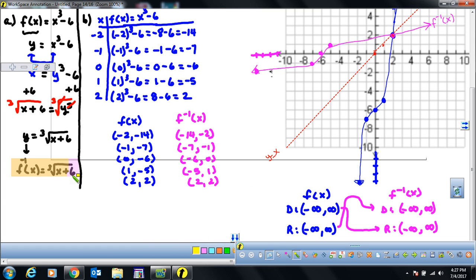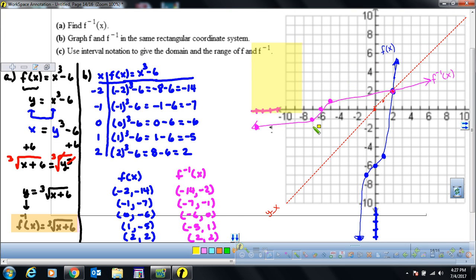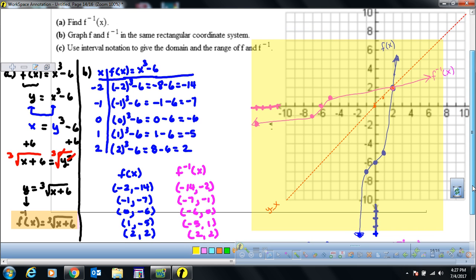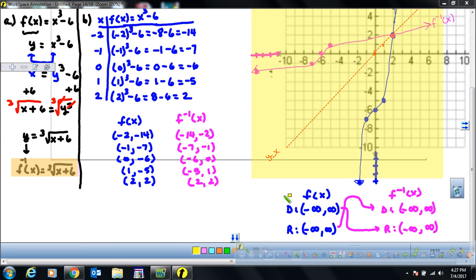And that concludes this problem. We needed to find the equation for the inverse. We needed to graph both f of x and its inverse in the same rectangular coordinate system. That was part B. And in C, we needed to find the domain and range of both functions. And that concludes this problem.